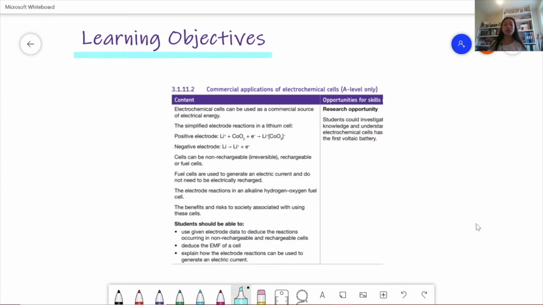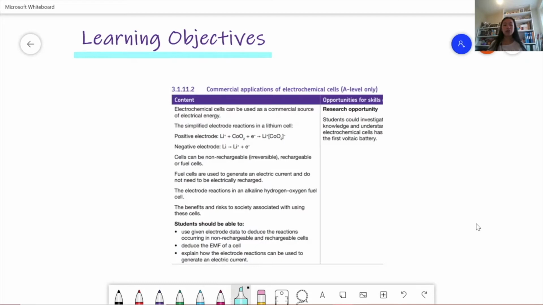So here are our learning objectives. We're first going to see the simplified electrode reactions in a lithium cell, and then we're going to learn about how cells can be non-rechargeable, rechargeable, and fuel cells. We're going to learn more about fuel cells, and then the alkaline hydrogen oxygen fuel cell. And we're going to look at the benefits and risks to society associated with using these cells.